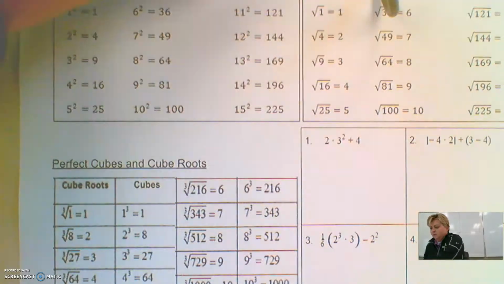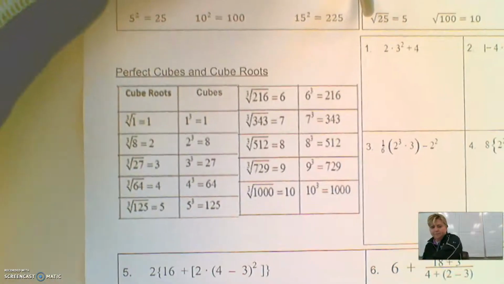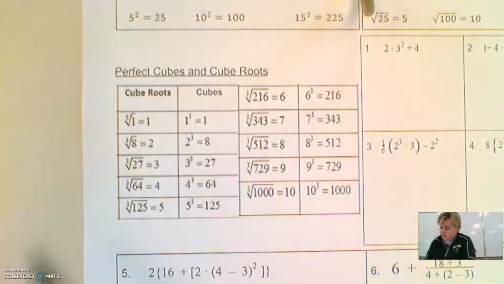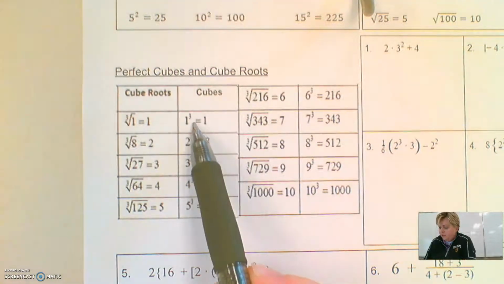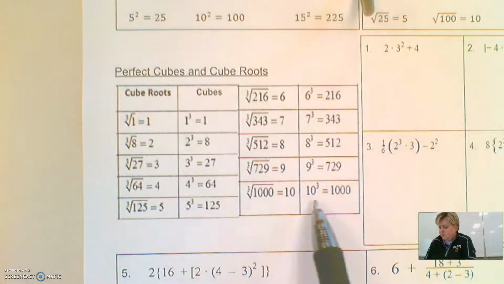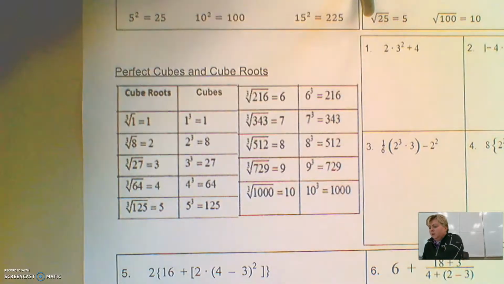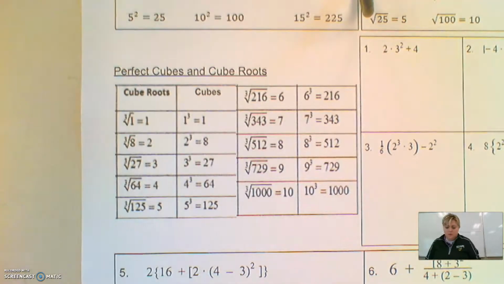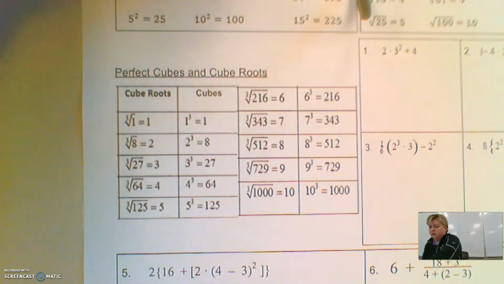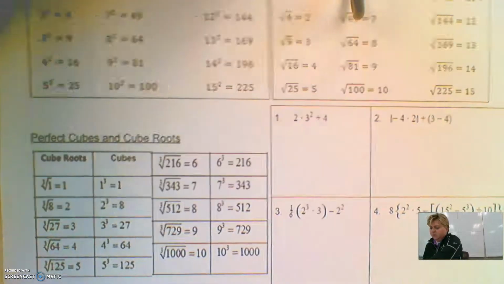Perfect cubes and cube roots. Begin learning the cube roots all the way to 10 and the cubes from 1 to 10 as well. So begin learning these. This will help you whenever you're simplifying. You'll be able to get through a step much quicker. You won't have to rely on the calculator as much if you can begin learning the perfect squares, square roots, perfect cubes, and cube roots.